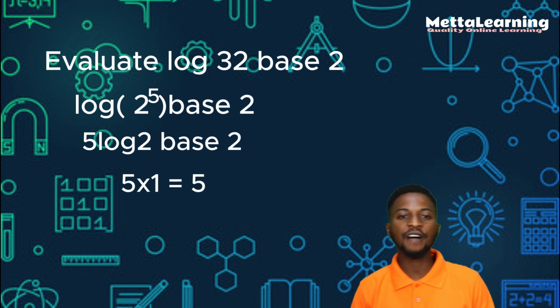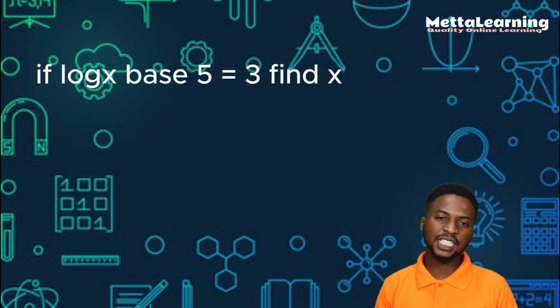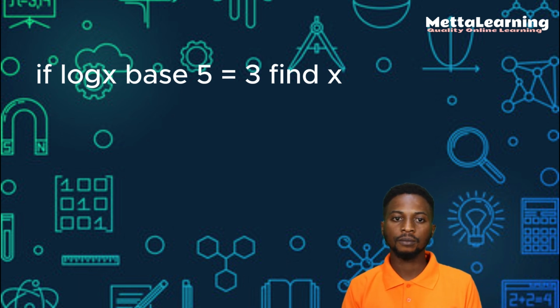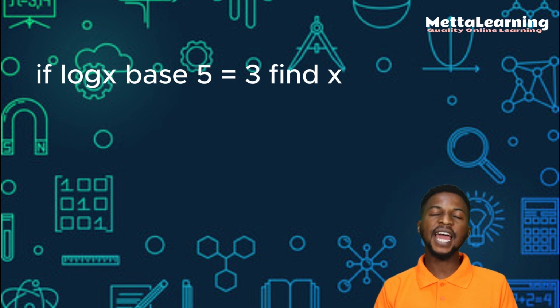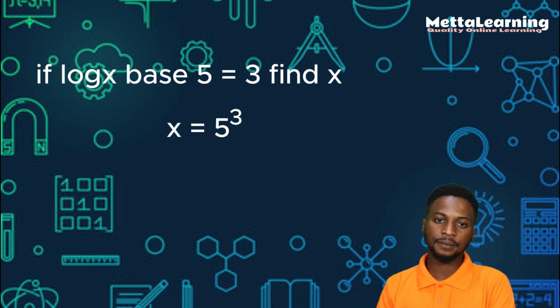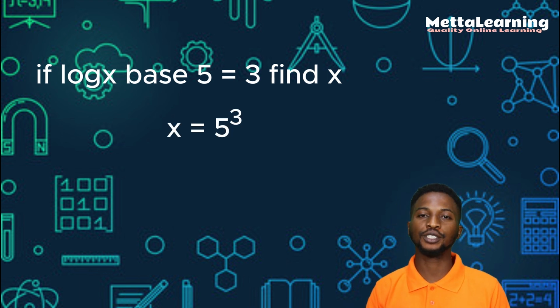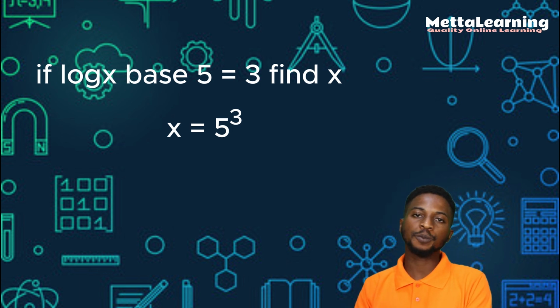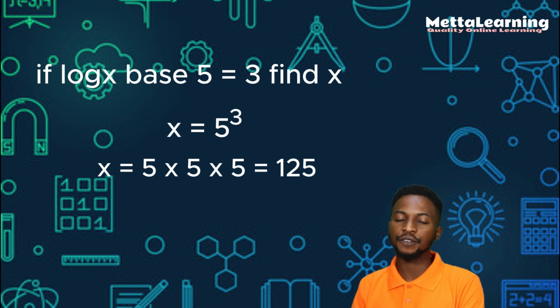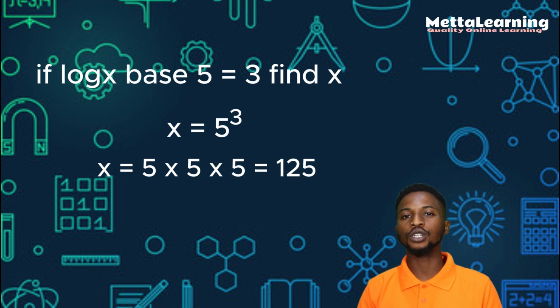The second question I have on my table is WAEC Past Question 2016. It says, if log x base 5 equals 3, find x. Applying the rule of log, we have log x base 5 equals 3. Then we'll have x equals 5 raised to the power 3, based on the rule of log you are seeing on your screen. So x equals 5 raised to the power 3, which is 5 times 5 times 5. Then x equals 125.